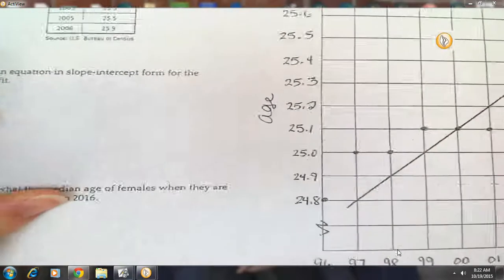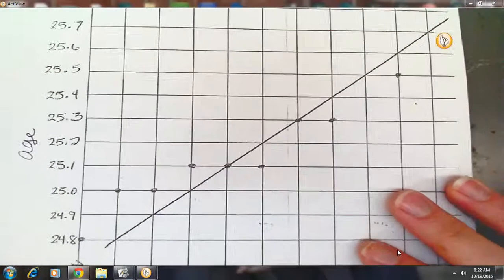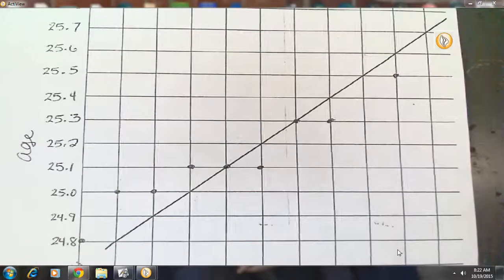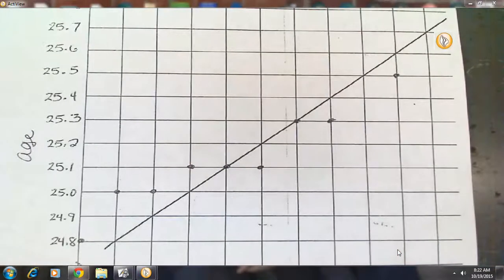The first question here asks us to write an equation in slope-intercept form for the line of fit. Well, for this particular graph, they've already drawn in a line of fit. We need to select 2 points that are on this line. Would it be okay if I just pick any two data points on this? Any 2 data points? No.